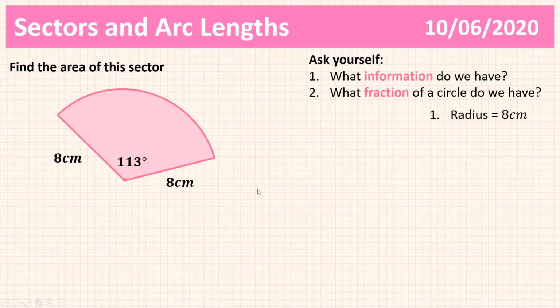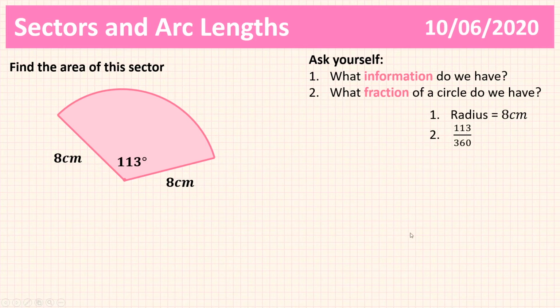Well, we know that the radius is 8 because a sector is split up using two radii. So the radius must be 8, because it's from the center to the circumference of what would be a full circle, but this is just the sector we're working with. The second thing is we know that the fraction of the circle we're working with is 113 over 360, because our angle is 113 degrees and our full turn is 360. So that's the information we have, and that's the fraction of the circle we are working with.